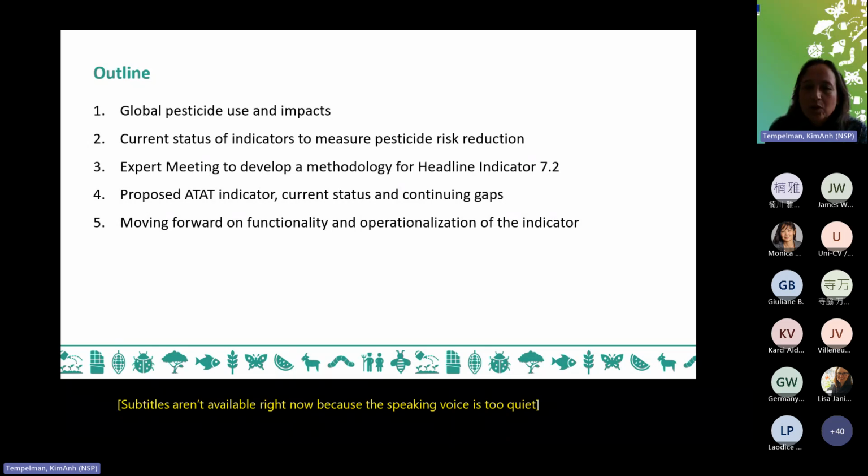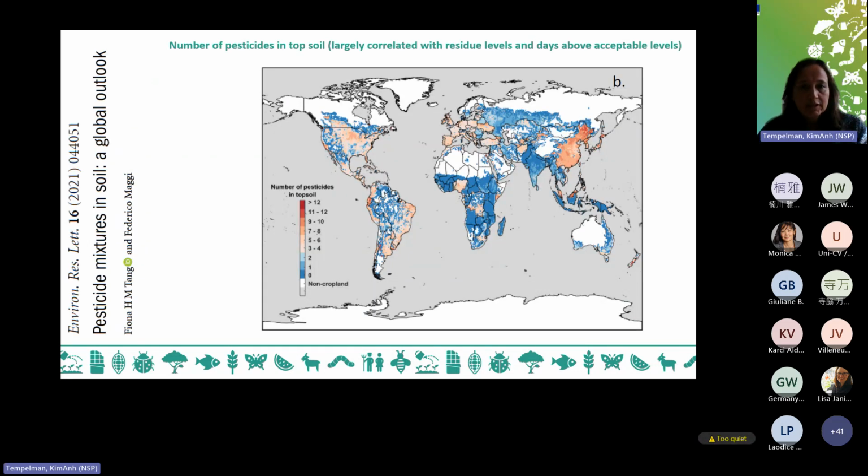And finally, we'll go more into the technical details, and these will be presented by my colleague Finbar on the proposed ATAT indicator, its current status and the gaps that we are still facing, and how we could move forward to really ensure the functionality of the indicator and operationalize it. So just very briefly on the global pesticide use. Basically, pesticides are used everywhere. They are ubiquitous. Of course, in some areas, they are used more than in other areas. And according to a study by Maggi et al., 1 billion people are exposed to pesticides above acceptable levels. So this map shows the strong correlation between the use of pesticides, 80% of which are used in agriculture, and residues in soils, in particular topsoil.